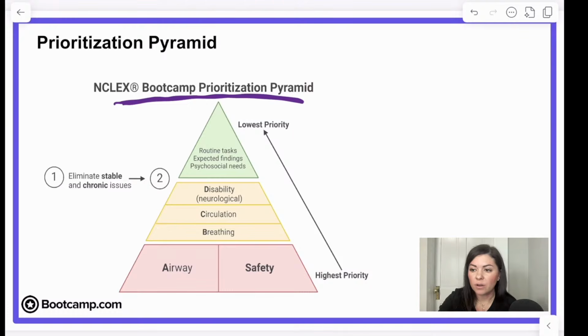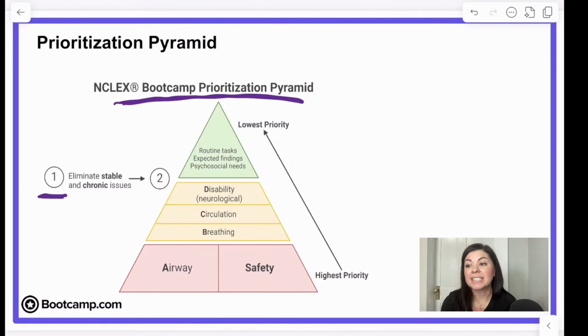questions. So the first thing we're going to do whenever we see a prioritization item is start with step 1 over here on the left, and we're going to eliminate any stable or chronic issues. Let me give you an example of that. A stable issue would be a client that, for example, has a fracture. Maybe they have a fractured wrist and they have some mild pain and swelling at that site. Is that stable? Do we think that that's expected and normal for this client? Yeah, there's nothing to indicate that that client's not stable.